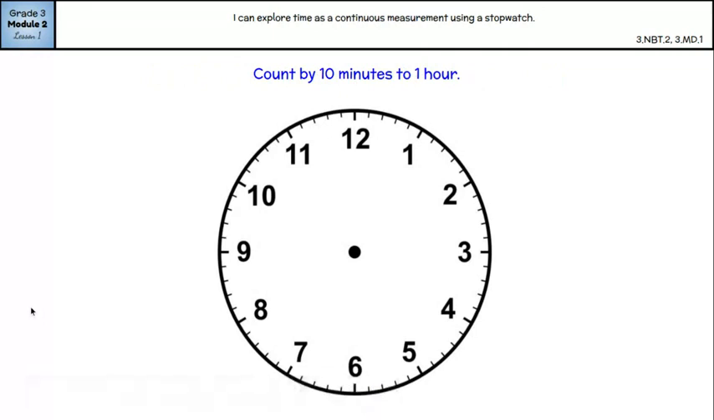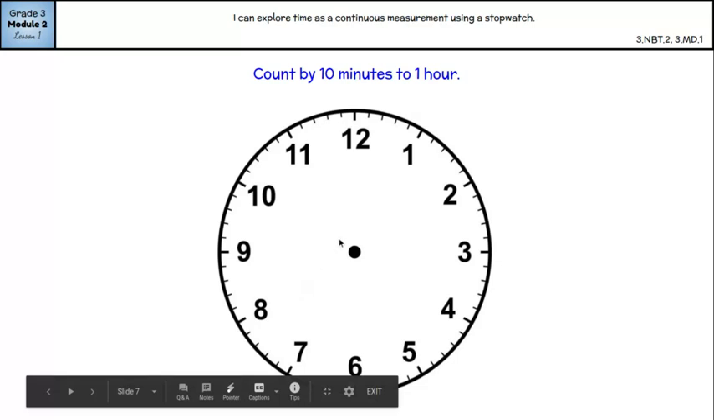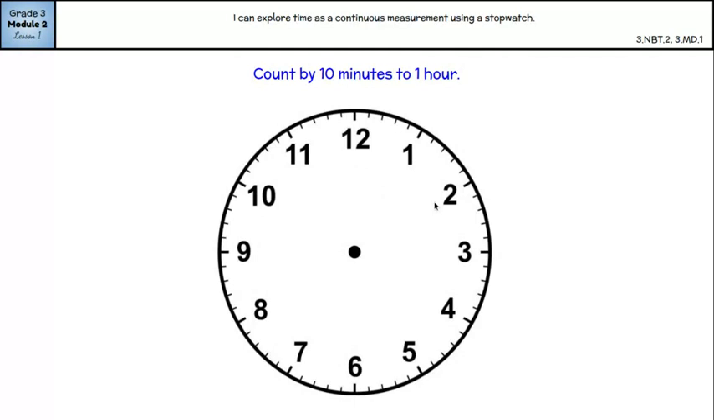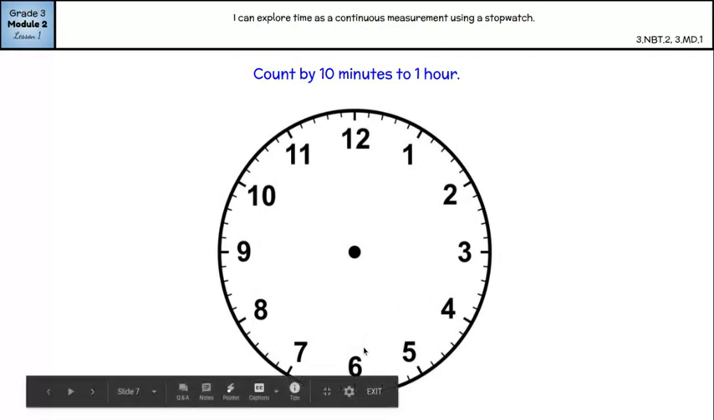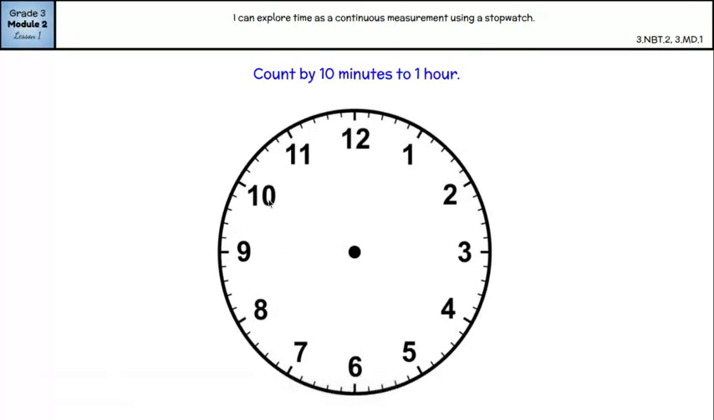Okay, count by 10 minutes to 1 hour. I'm going to pause the screen for the kids in class. If you're at home, I want you to pause your screen and try. Okay, counting by tens. O'clock, 10, 20, because we're going by tens, 30, 40, 50, 60. And 60 minutes means we've moved to the next hour.